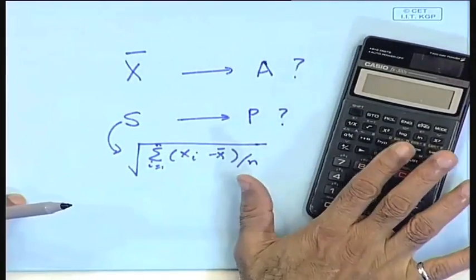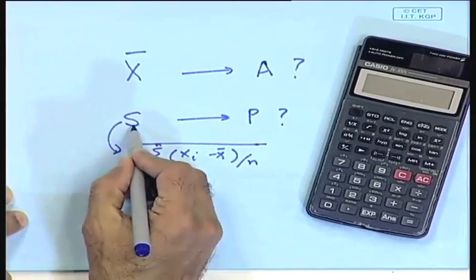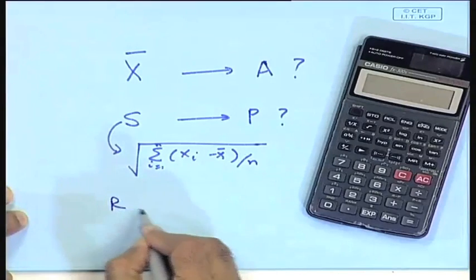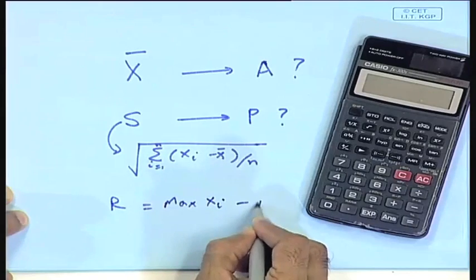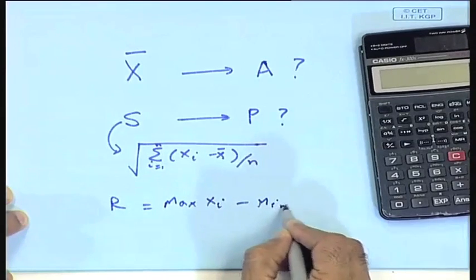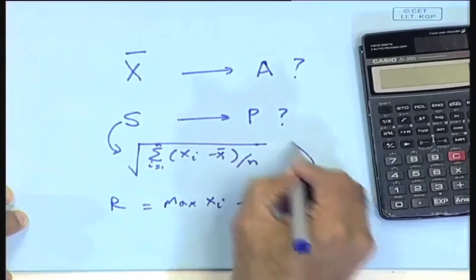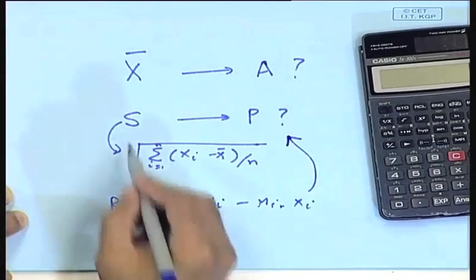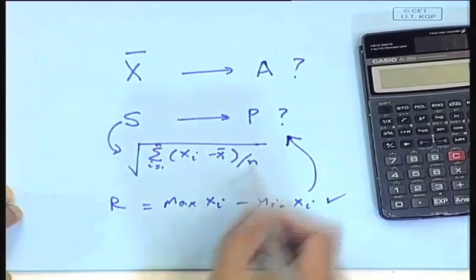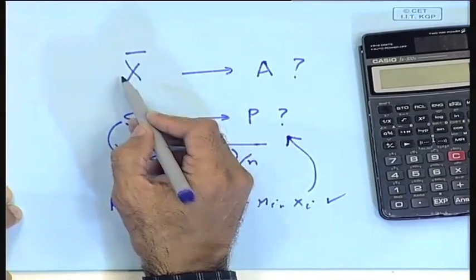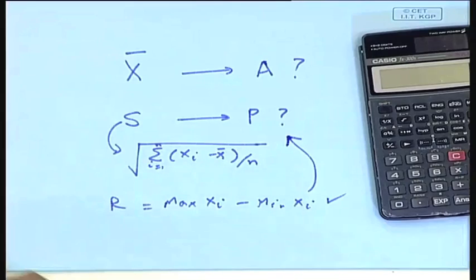So what have we done? We've said we will probably use the calculator to find my X bar quantity only. But in place of S, we use range. And range is just max xi minus min xi. And this will do the same job. It will also let you control precision just as S does. So in fact, I can control accuracy using X bar chart. I can monitor precision by looking at the R chart.